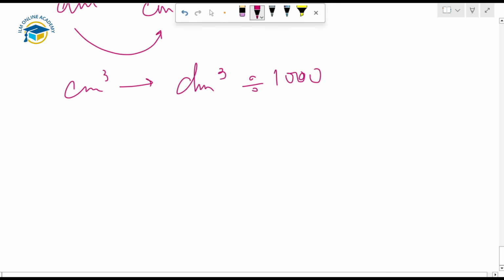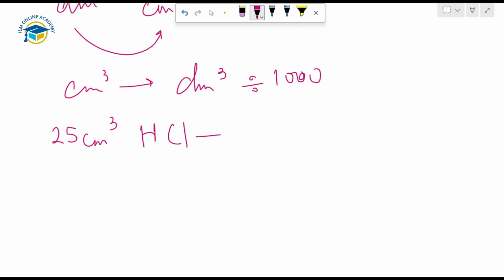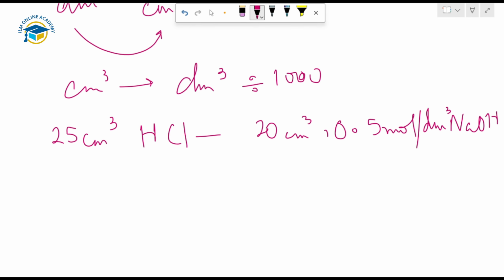Next, for example, if we have 25 centimeter cube of hydrochloric acid that is neutralized by 20 centimeter cube of a base, and the concentration of the base is 0.5 moles per decimeter cube, and the base used is NaOH. So now we have to find out the concentration of the acid. The volume of the acid is here and the volume of base, and the concentration of base is given, but now we have to find out the concentration of the acid.